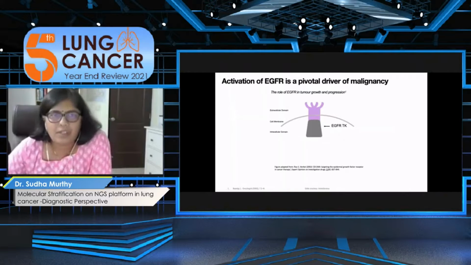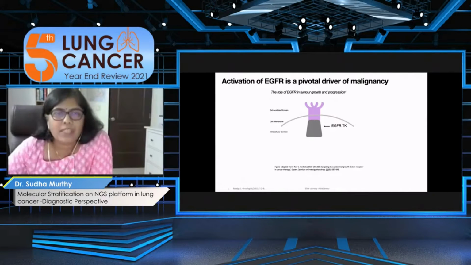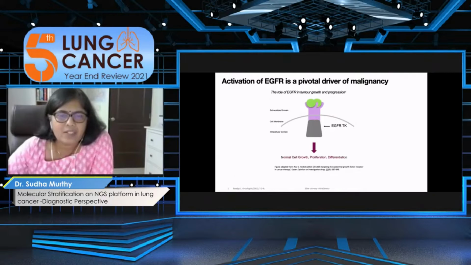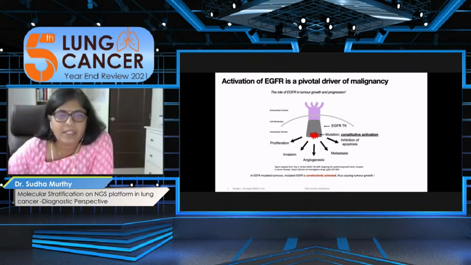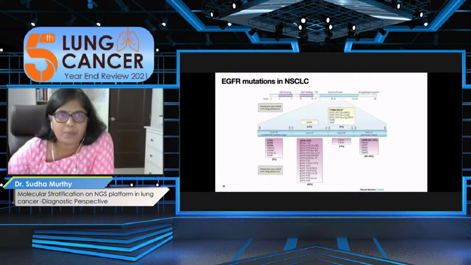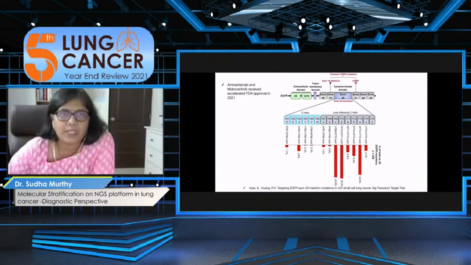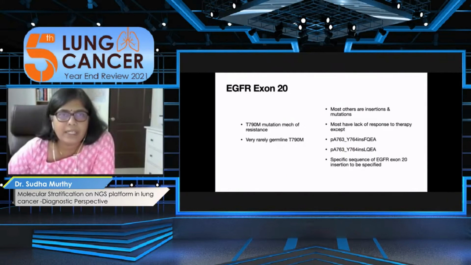Now just to give a pictorial, this has three domains. When the ligand comes and binds, there is normal cell growth, proliferation and differentiation, but when there is a mutation in the tyrosine kinase domain, there is constitutive activation leading to proliferation, invasion, angiogenesis, metastasis, and inhibition of apoptosis. This I would not cover, Sir has covered. Exons 18, 19, 20, 21 are the exons that show mutations. This is exon 20 insertion.